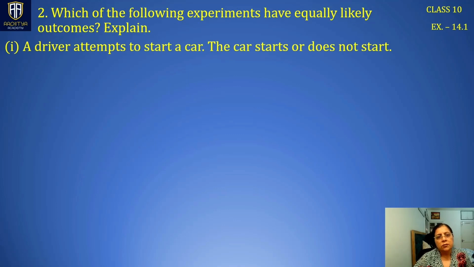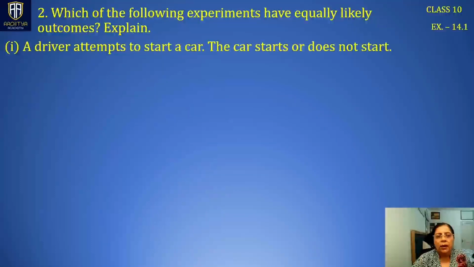Next question says, which of the following experiments have equally likely outcomes? Okay, so in this type of question, we have to use our common sense. A driver attempts to start a car. The car starts or does not start. So in the general case, when we start a car, 99% or we can say 90%, whatever, these are random things. We cannot even fix a percentage to it.